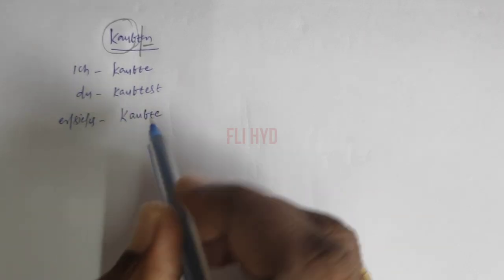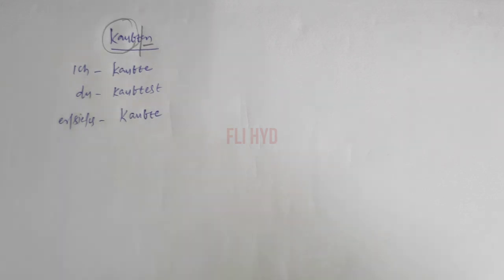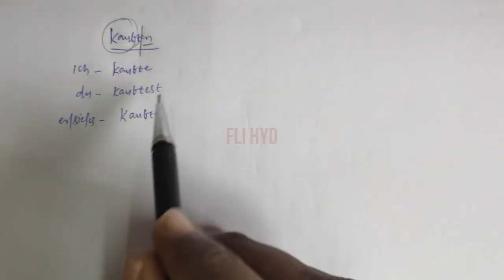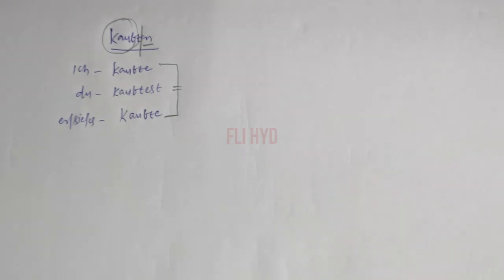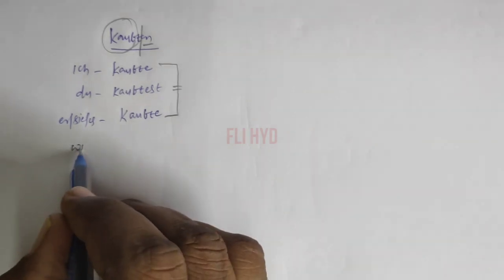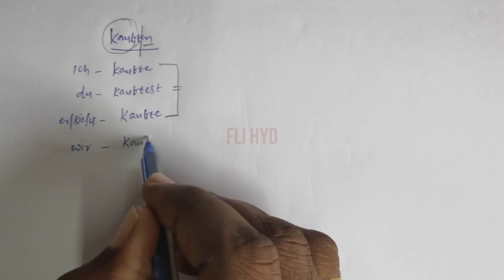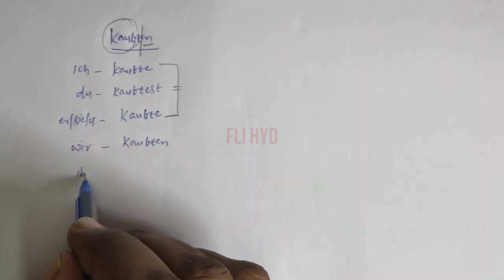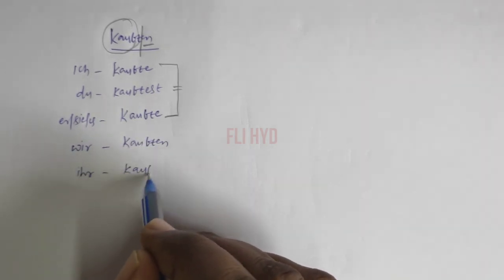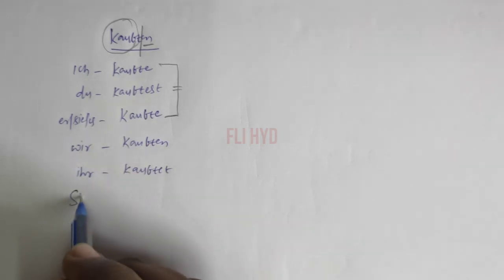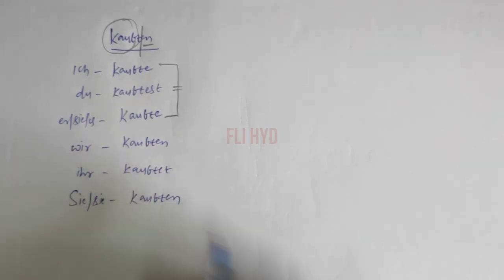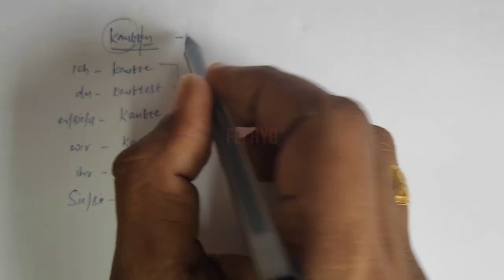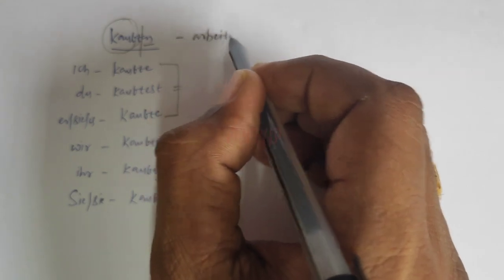Normally for er we add et, but in the past tense, remember, the ich and er forms are always the same. So er kaufte. Wir kauften. Ihr kauftet. And sie, sie kauften. Clear?